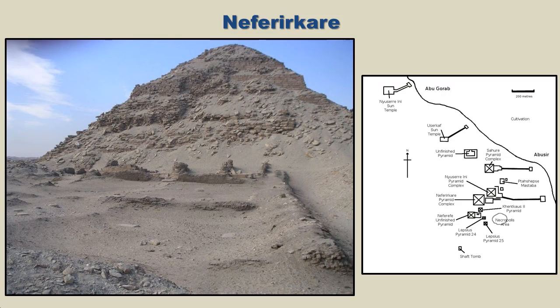Neferirkare built the largest pyramid during the Fifth Dynasty, and you can see the location of the structure on this diagram of Abu Sir. It is nearly equal in size to the Pyramid of Menkaure at Giza. Interestingly, the structure was initially built as a step pyramid. At some point, the architects changed their mind, and a true pyramid was constructed. However, you can still see traces of the original steps.